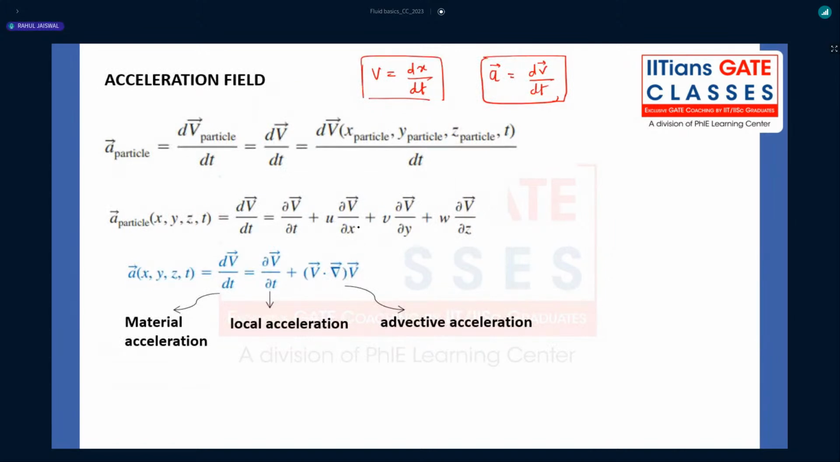Dv by dt. Now the acceleration of the particle can be written as, now the velocity vector can be written as u i cap plus v j cap plus w k cap. How are we writing this, my dear friends? We are writing it like this.